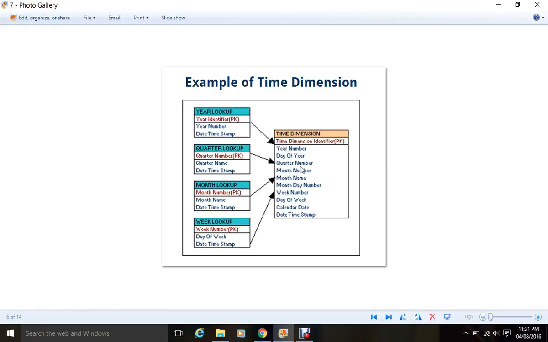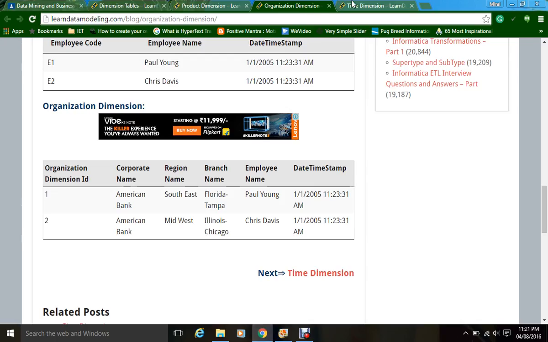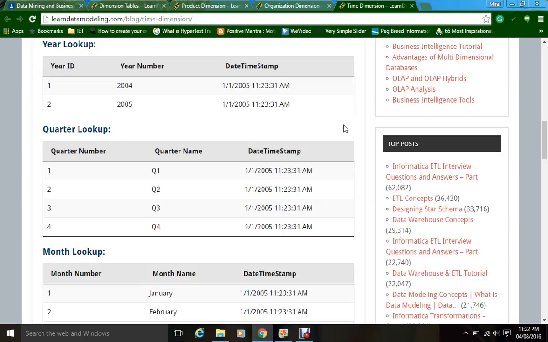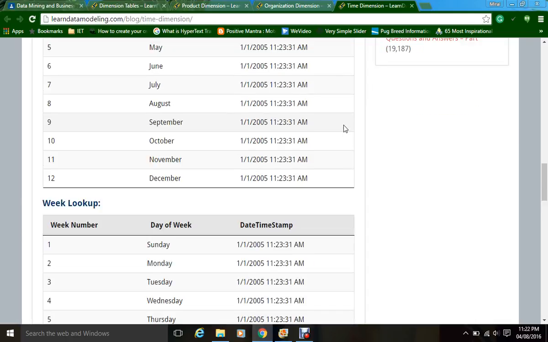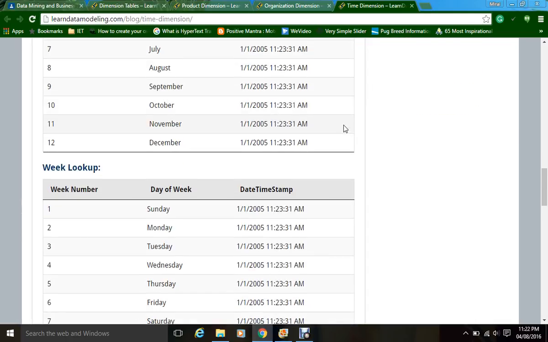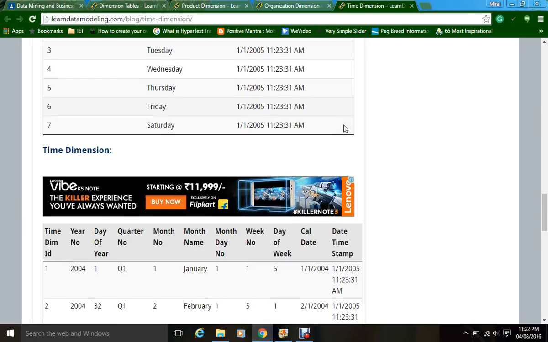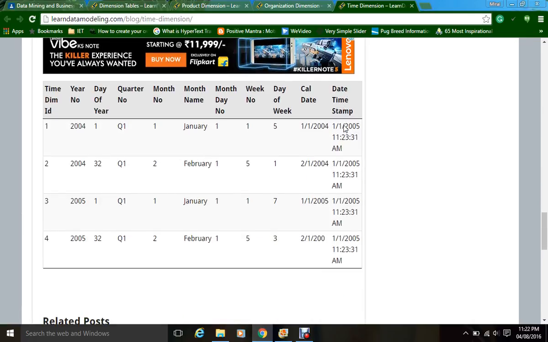This data helps us to decide on which dates, weekly or monthly basis, the sales are done, and how the sales are taking place. Like you can see here that year lookup, quarter lookup, and month lookup each have different data and are given in different tables, and so is week lookup. But the time dimension would have all the dimensions in one table, and thus we can make out what factors related to time are affecting our sales.